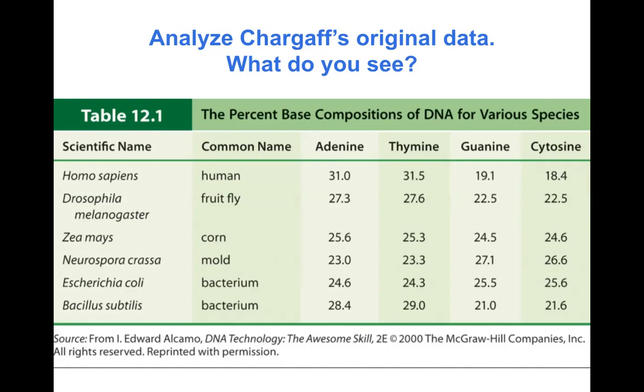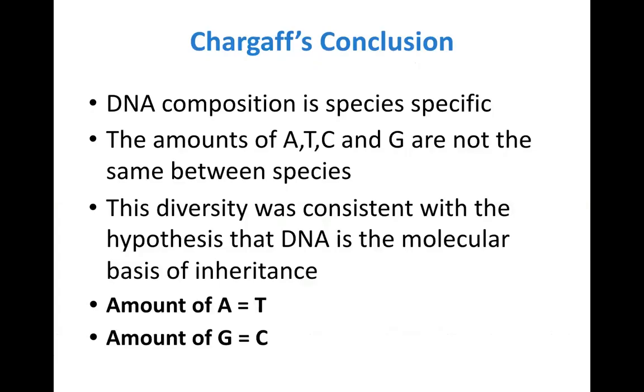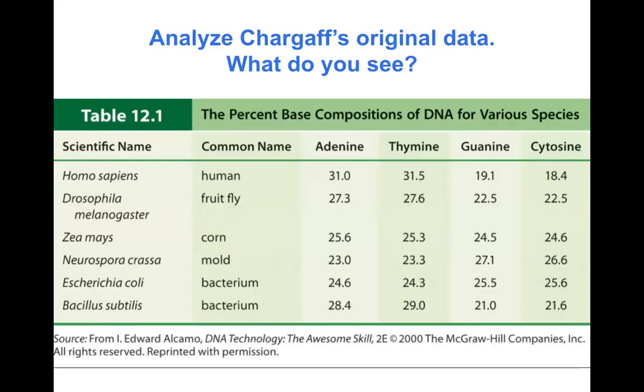So now, let's carry on. What did he observe? Essentially, what he found out is that the DNA composition in species is quite specific. The amounts of adenine, thymine, cytosine, and guanine are not the same between species. This diversity was consistent with the hypothesis that DNA is the molecular basis of inheritance. And what he discovered by looking at all of those different numbers is this. If you look at humans, the amount of adenine is almost equal to the amount of thymine. The amount of guanine is equivalent to cytosine.